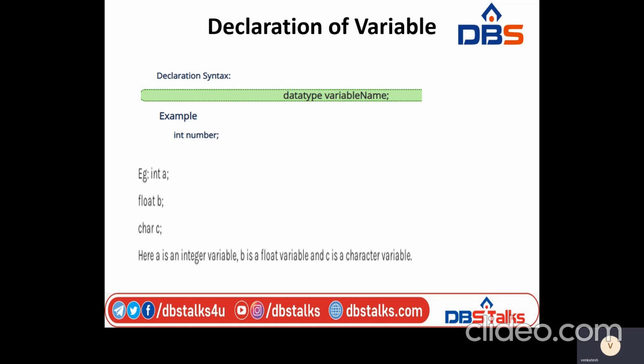Like this, one more example is int a. Int is a data type. If you see the declaration syntax of a variable, data type followed by variable name. Here the data type is int, the variable name is a. Again, float b. Float is the data type, b is the variable name. Again, char c. Char is the data type, c is the variable name. Like this we declare variables.